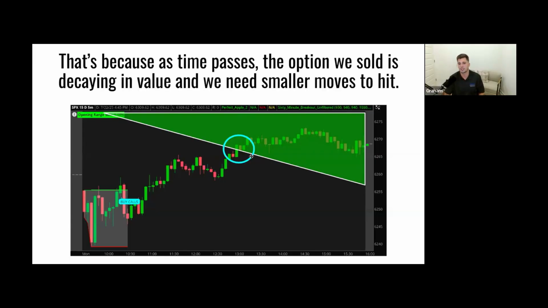That's because as time passes, the option that we sold is decaying in value, and we need smaller moves to hit. Does everyone understand this really quick? Or before I keep going. John, this debit spread triangle is key for me to stay patient.